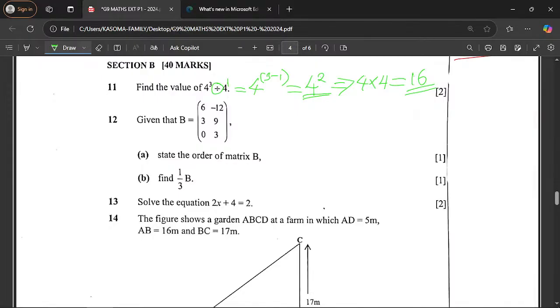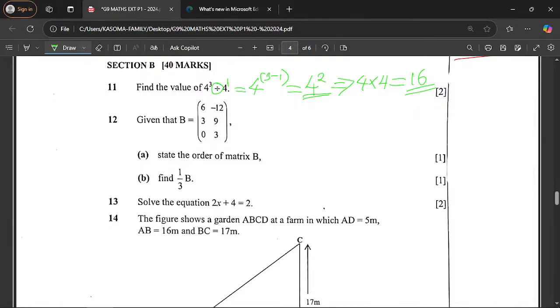Okay, we come to question 12. Question 12 is as follows. Given that B is equal to the matrix 6, -12, 3, 9, 0, 3. So the actual question is, A, state the order of matrix B.